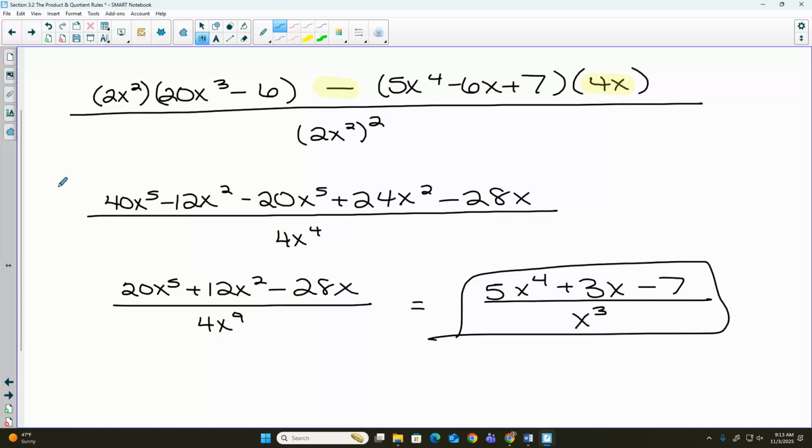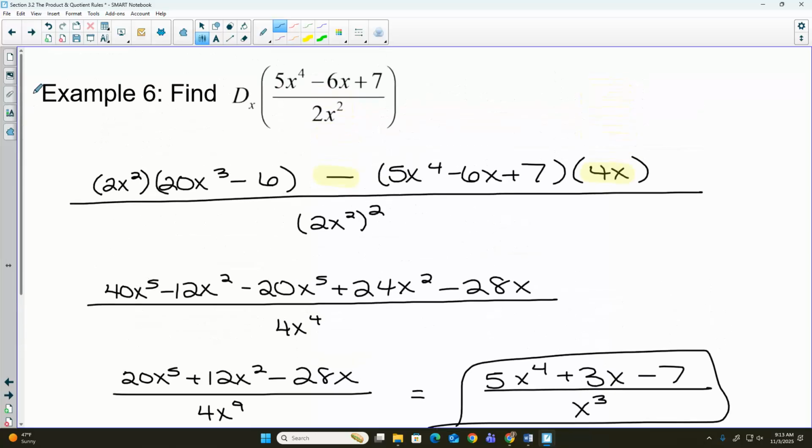I just want to show you that this is in fact the same as the answer we would have gotten Friday, so you don't have to write this out. But if I put this on your quiz Friday, the first thing you would have done is reduce this. So you'd have 5 over 2. When you're dividing, you subtract your exponents. Minus 3x, 1 minus 2 would be negative 1. Plus 7 over 2, x to the negative 2.